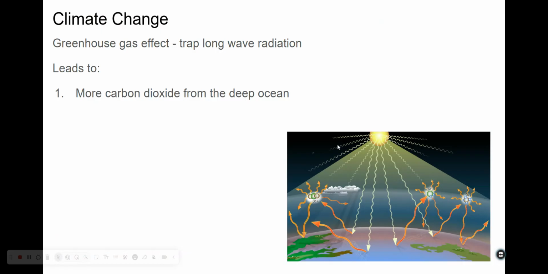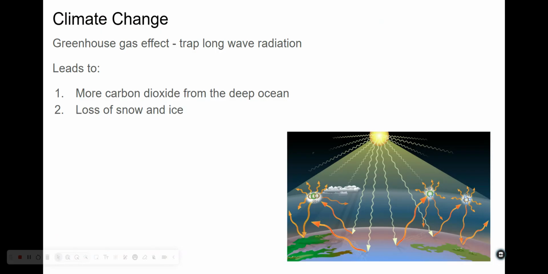And so this leads to a bunch of effects that have a name. These are our positive feedback cycles. And so the first one is carbon dioxide from the deep ocean. So as the oceans heat, they cannot hold on to as much carbon dioxide in the deep ocean, therefore more is released, which causes there to be more heating, which causes more to be released, which causes more heating.